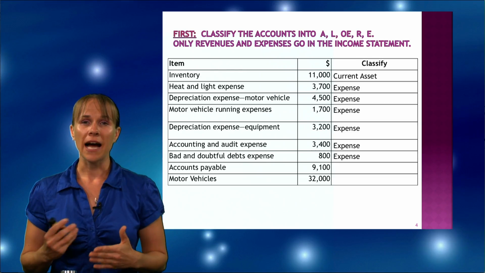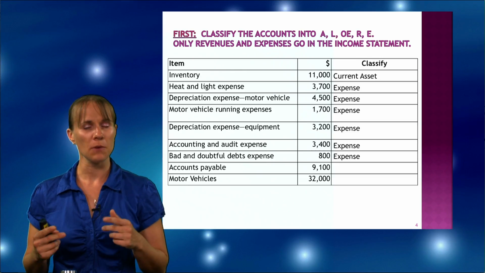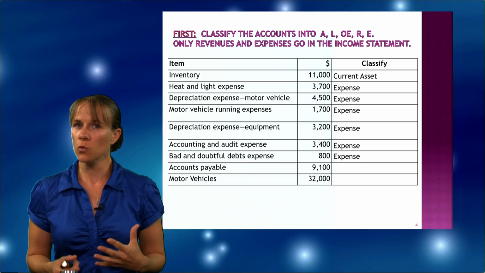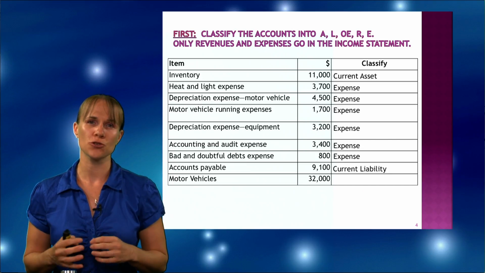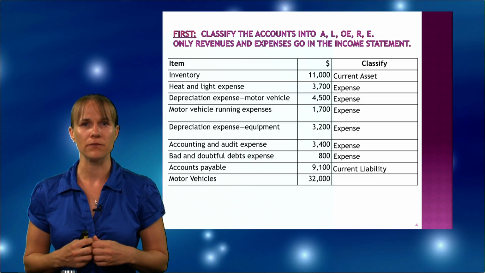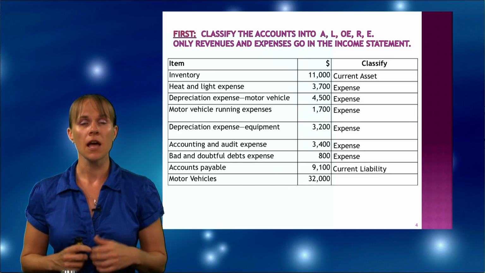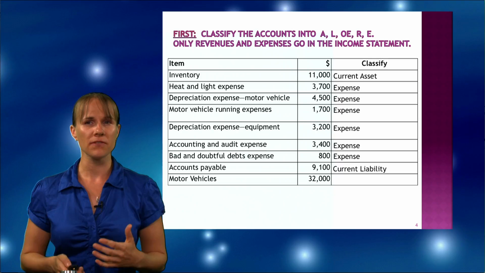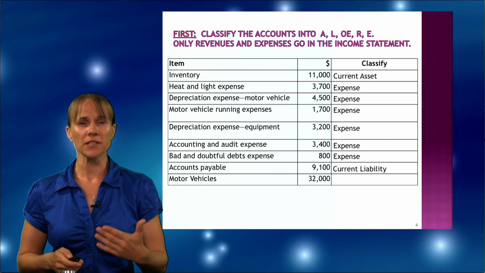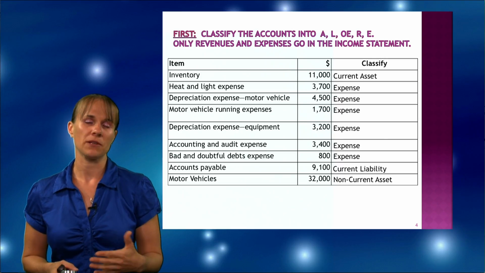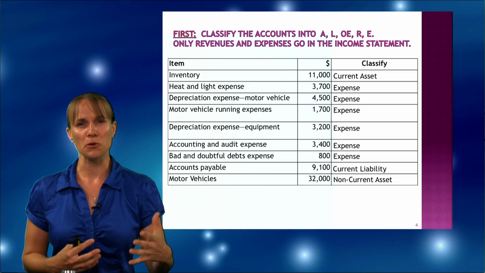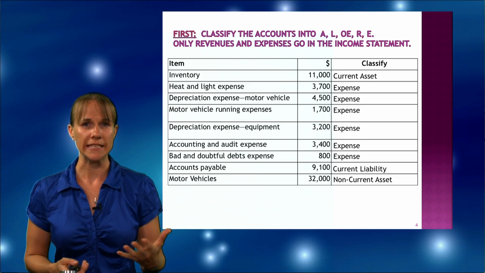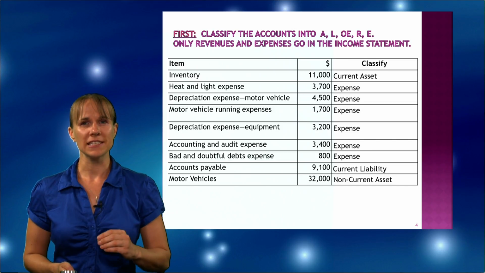Expense. Accounts payable. So again, we've got that word payable in there. Pay, owe. We owe someone money. Current liability, and it's that shorter term type of liability because we'll settle it within 12 months. And then we have motor vehicles. So motor vehicles being a non-current asset. Because again, with a car, you're going to hold it for multiple years and use it to generate wealth for multiple years, not just a single year. All right, so everything is classified now.